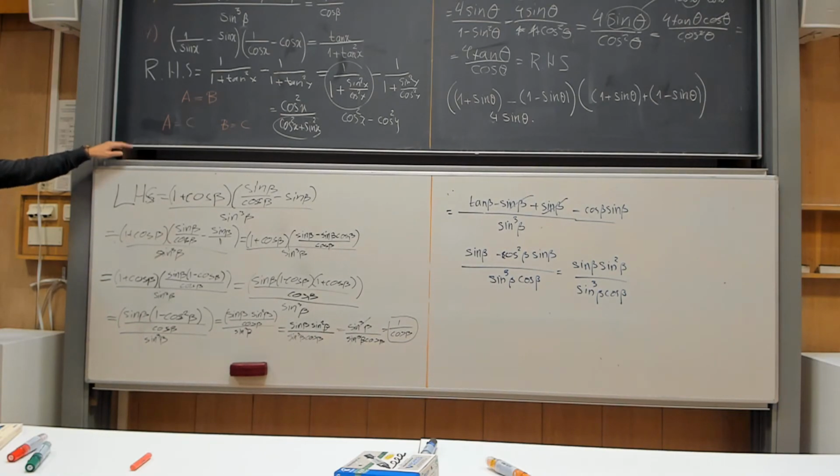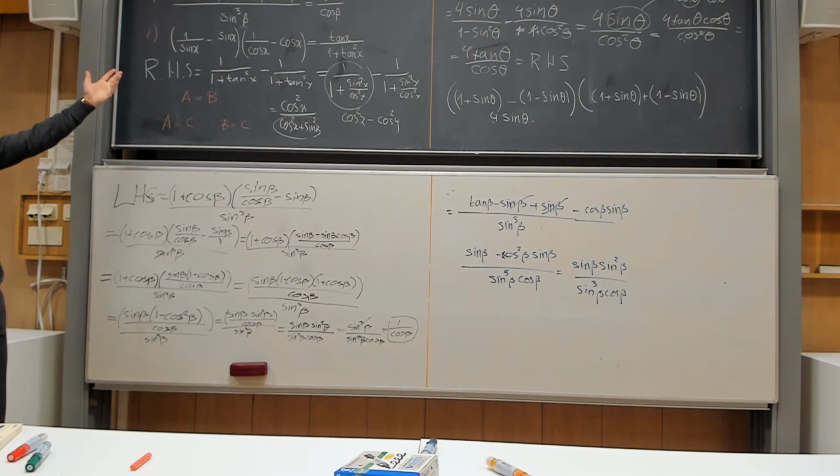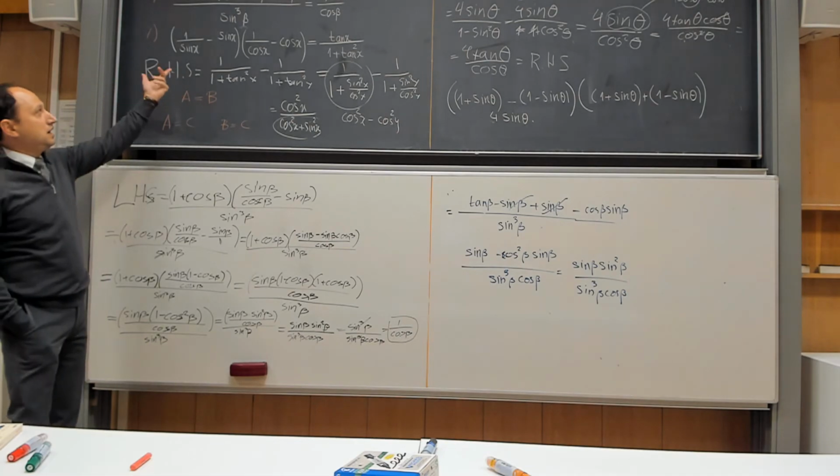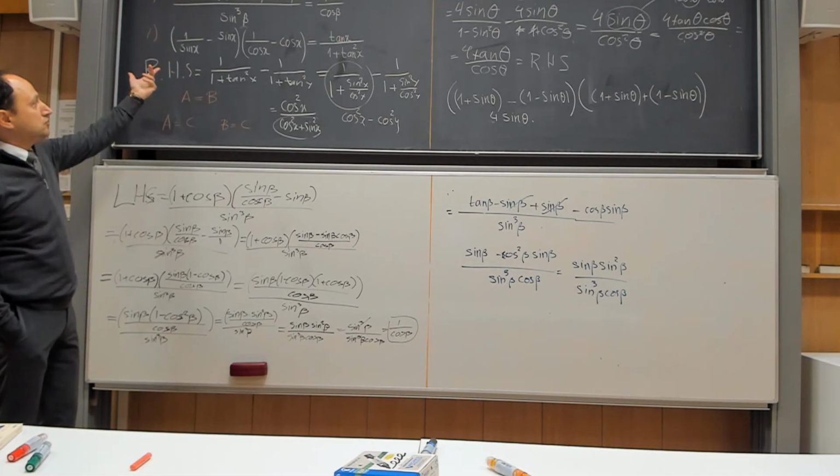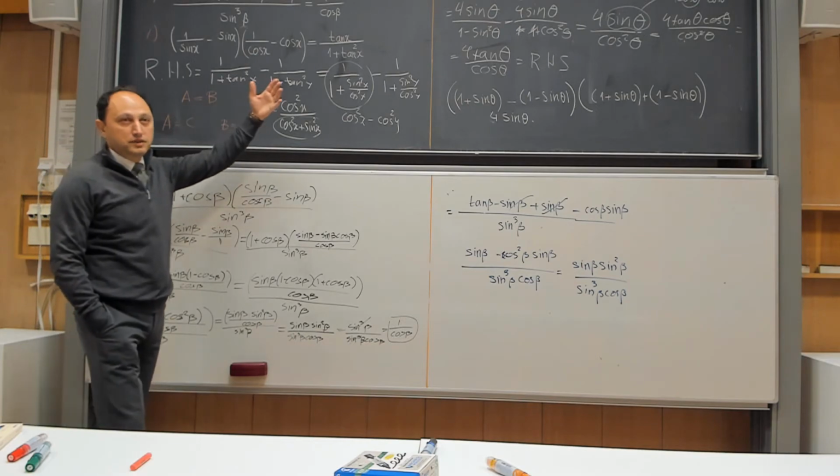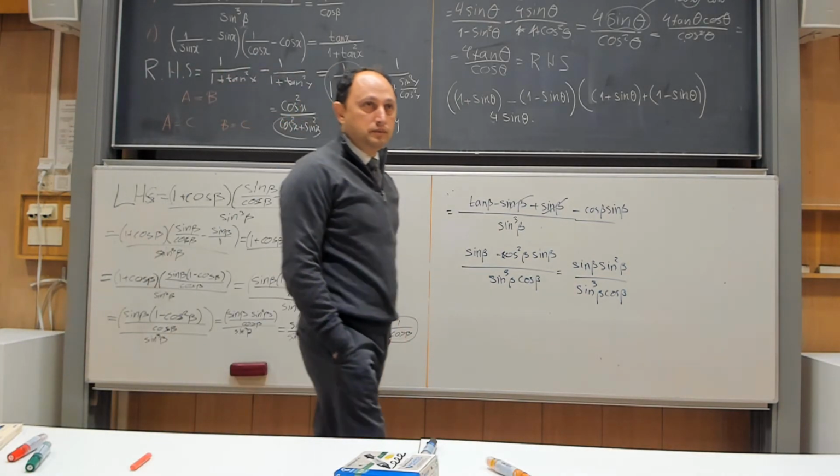Okay, so this is the logic. Now I don't know which one is easier, because I see on the left hand side I have a combination of cosine and sine. On the right hand side I have a combination of tangent. Maybe this is easier for you.